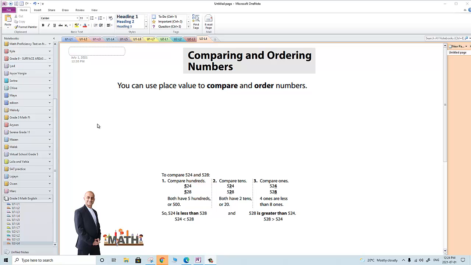Good morning, students. Today we're going to take a new lesson, comparing and ordering numbers. You can use place value to compare and order numbers. What is the meaning of that?